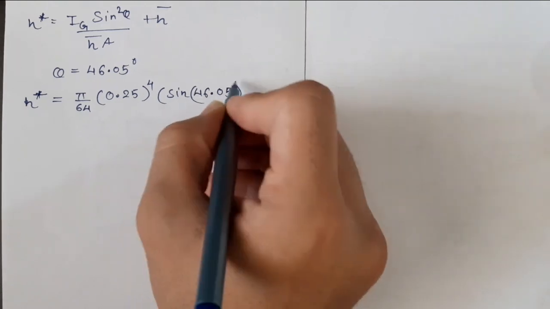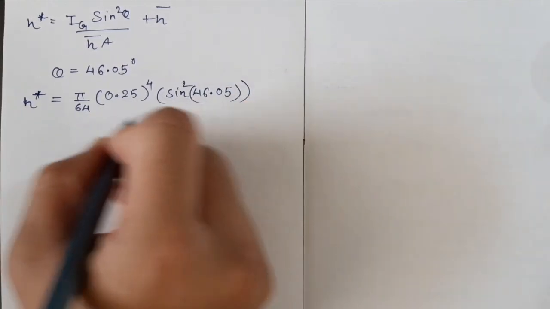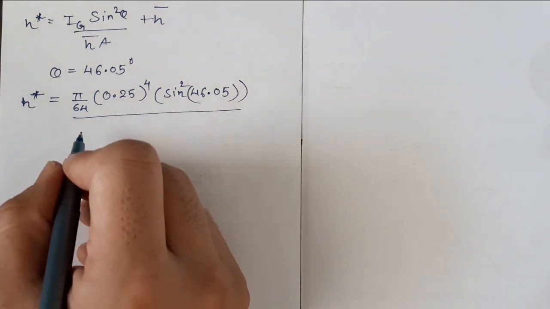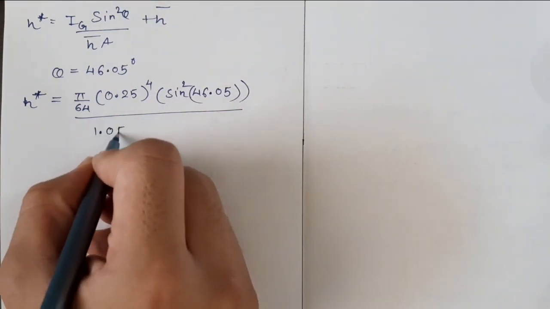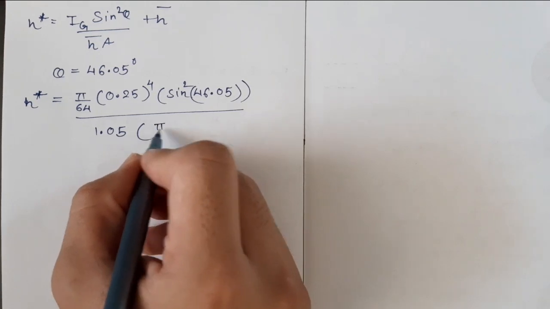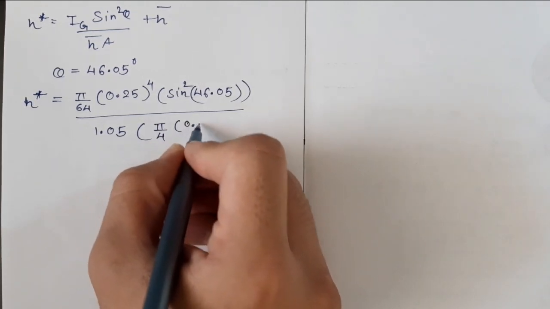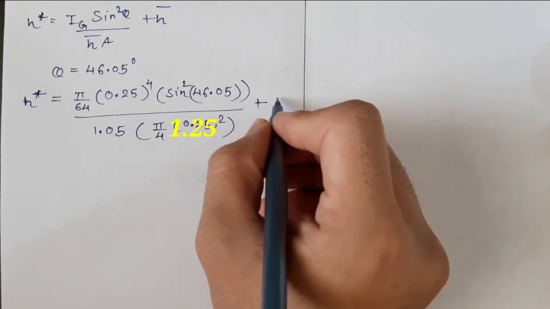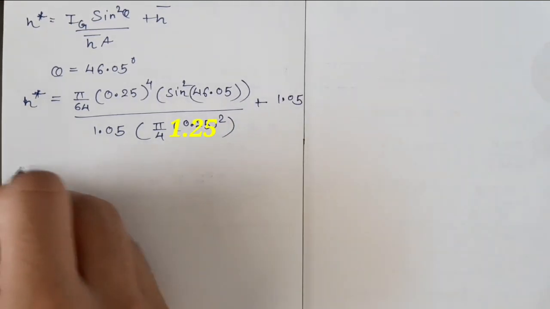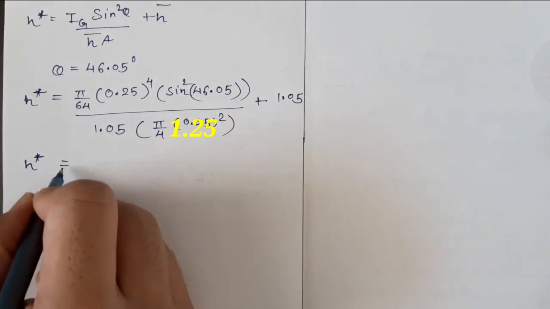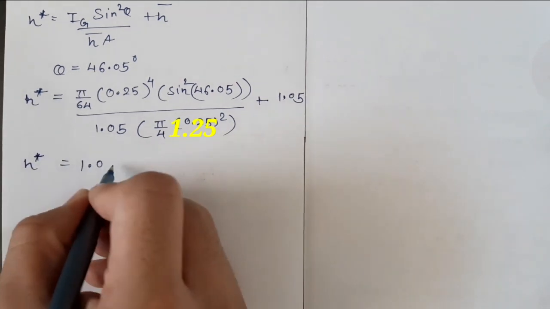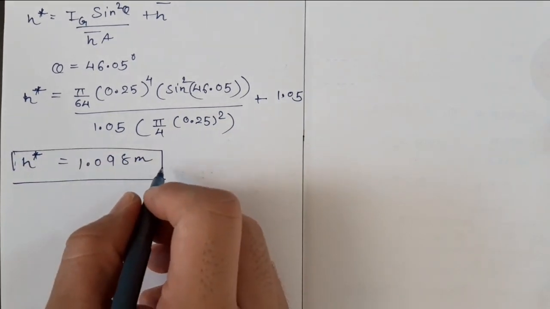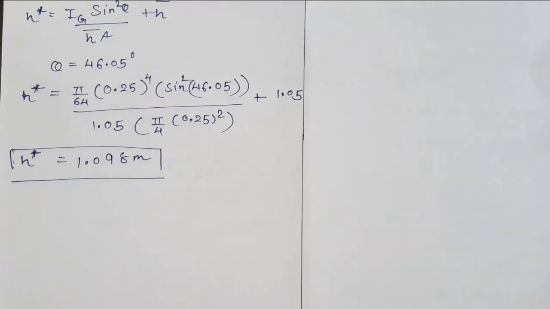46.05 the square, divided by h bar. H bar we found here is 1.05 meter. What is area? Area will be pi by 4 into d square, it is 0.25 the square. Plus h bar, which is 1.05. Now if you calculate this in the calculator, you will get h star equals 1.098 meter. So this is the h star.